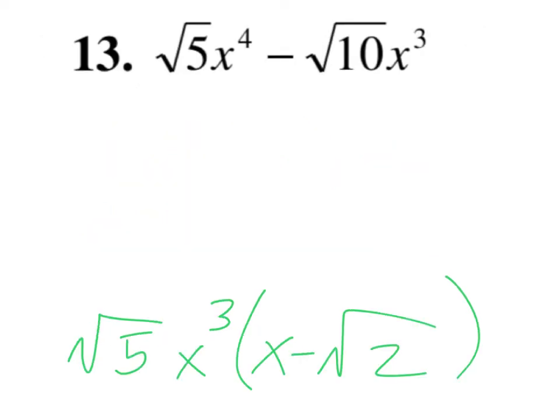Okay, so we're looking for the GCF here. And again, we've got a radical 5 x to the fourth minus a radical 10 x to the third.